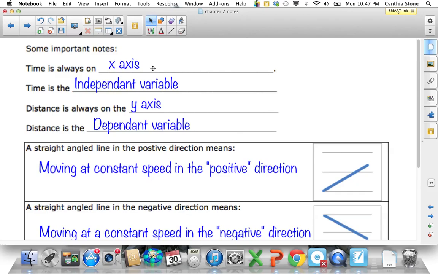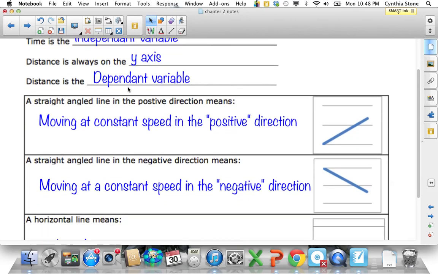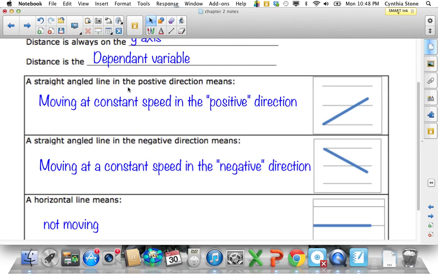And what that means is, more time means you travel more distance. So distance is dependent on what time it is, whereas time is just a constant. It just keeps going. Okay, so what the different looking graphs mean.